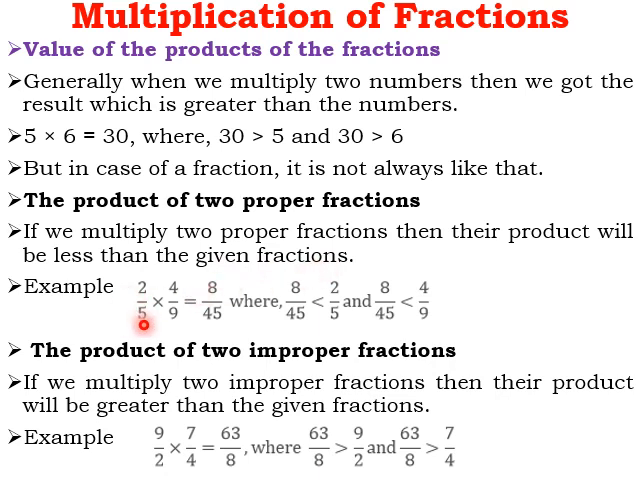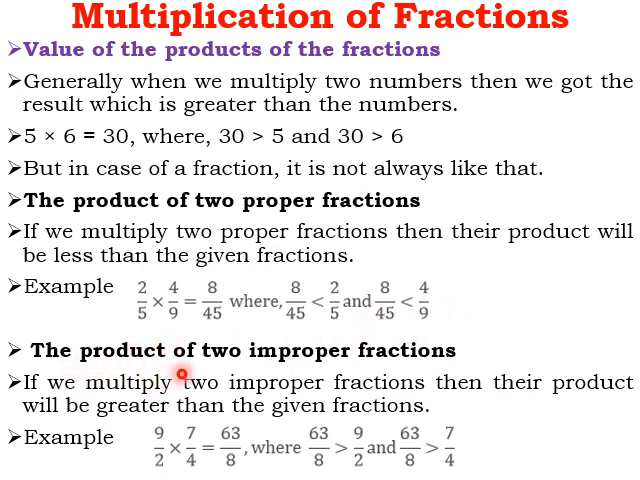You can see it with an example. 2 by 5 into 4 by 9. So when 2 is multiplied with 4, we get 8. And when 5 multiplied with 9, we get 45. Where here 8 by 45 is less than 2 by 5 and 8 by 45 is also less than 4 by 9. You can compare them and you can check them yourself.